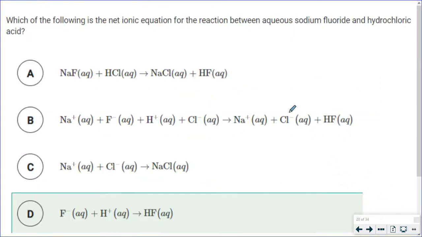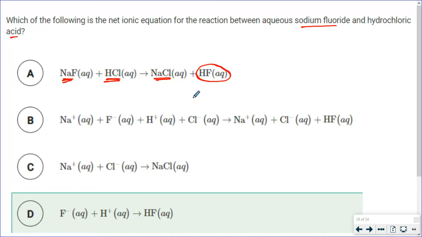Okay. Let's look at another net ionic equation. The reaction between sodium fluoride and hydrochloric acid. Your molecular equation would be given to you in A right here. Sodium fluoride, hydrochloric acid, double displacement. The chlorine goes to the sodium, and the hydrogen goes to fluorine. Well, this is a weak acid, and weak acid stays stuck together. So it's not going to make ions in solution, but this will make ions in solution. This is a strong acid, so it'll break up, make ions, and this will make ions in solution.